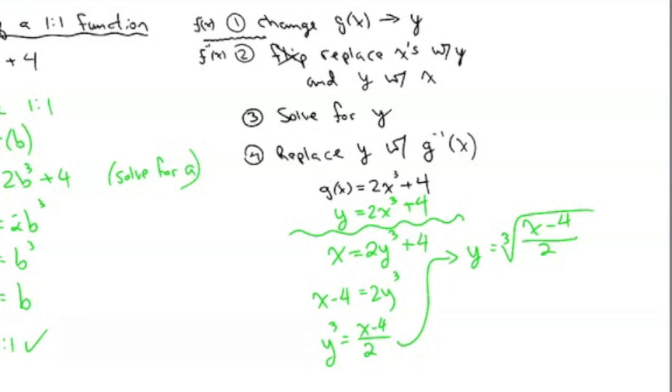Now that's only step 3. There's still step 4, which says we're not talking about the same y that we started with. This y really represents the inverse of g. So g inverse of x is equal to the cube root of x minus 4 over 2. Ta-da! Put it down. These aren't that bad.